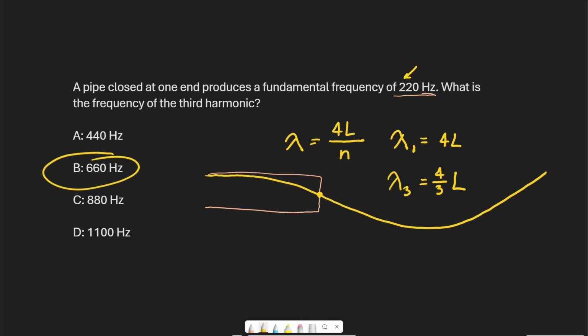And so understanding it in that sense, this, for example, would be the second harmonic, right? So this is the second harmonic. But of course, this can't have a second harmonic because it's closed at one end. So this wouldn't really be a harmonic. It wouldn't exist, right? And so the correct answer here is going to be B. B is the third harmonic.